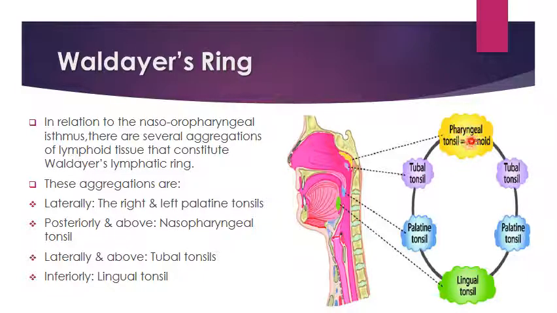Now here you can see that posteriorly and above there is a nasopharyngeal tonsil, which is present in the roof of the nasopharynx. Also the tubal tonsils are present in the roof of the nasopharynx, and the palatine tonsils, we know, are present in the oropharynx, and the lingual tonsil is also present in the oropharynx at the posterior one-third of the tongue.